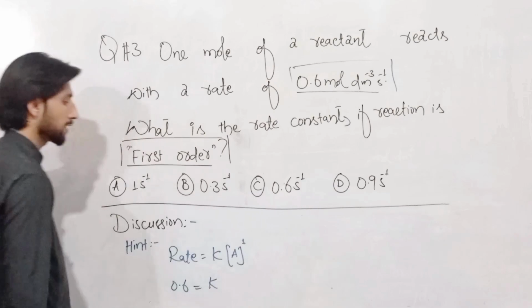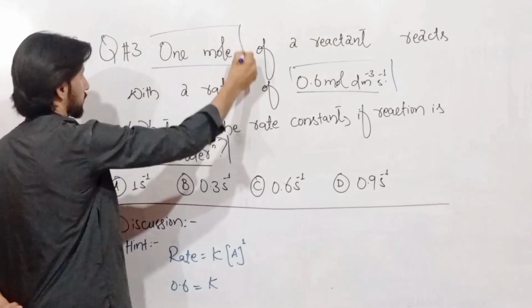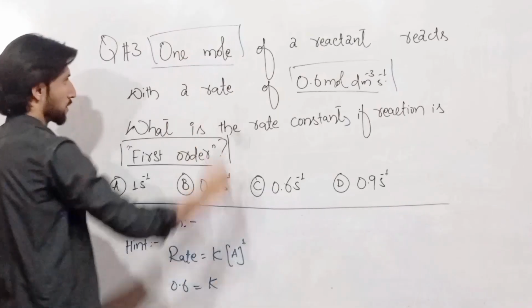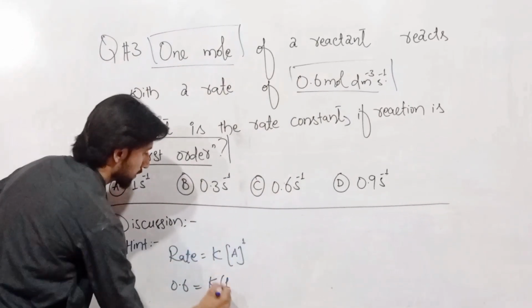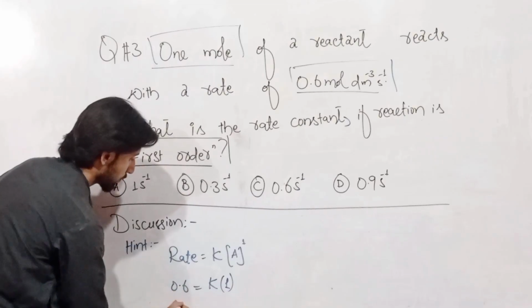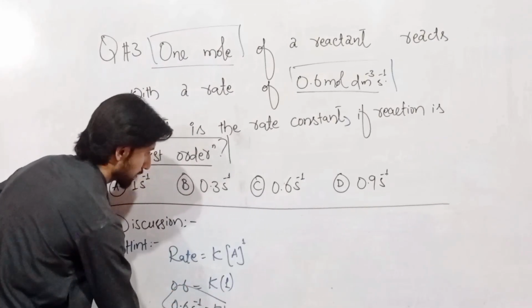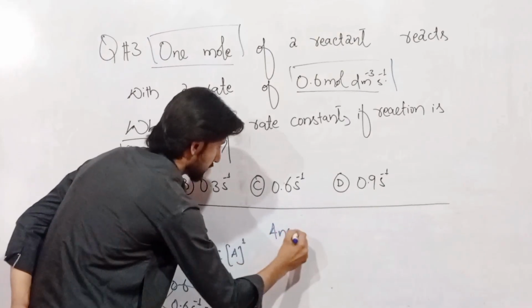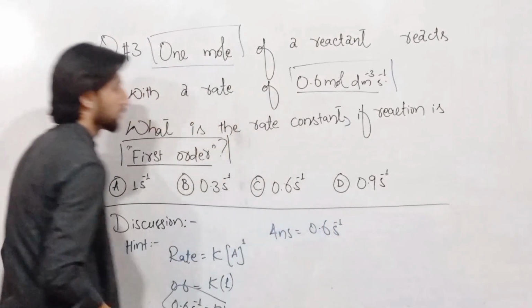We are finding K, so K will come in its place, and we can find molarity from the number of moles. As 1 mole is given per decimeter cube, the molarity becomes 1. So K is equal to 0.6 per second. The answer is 0.6 per second.